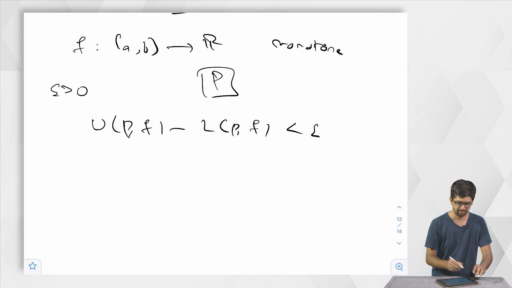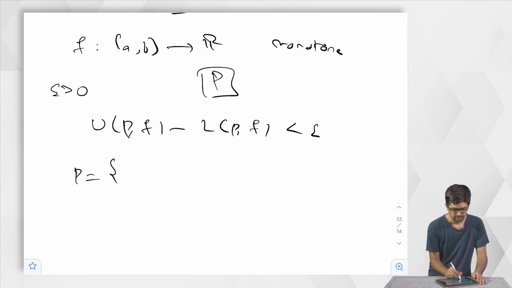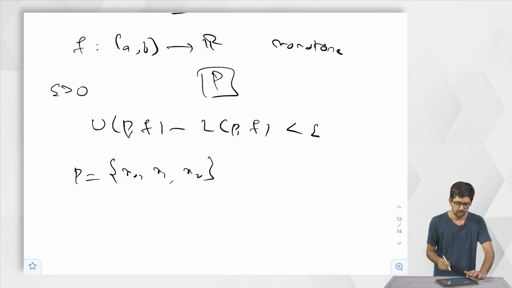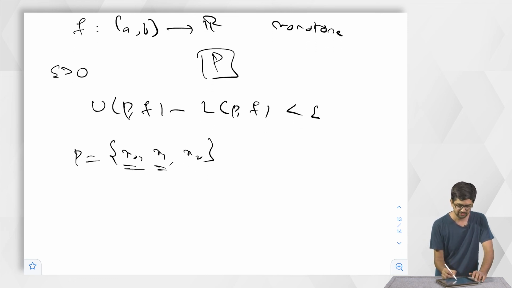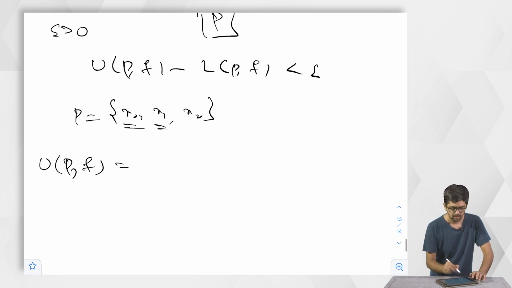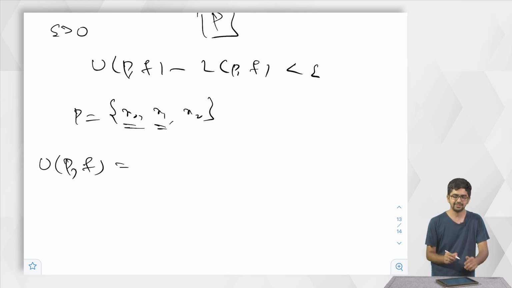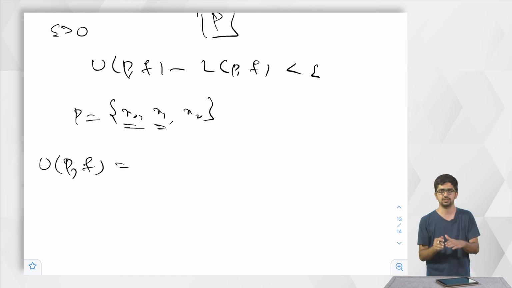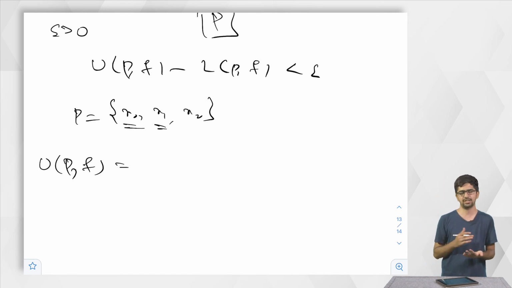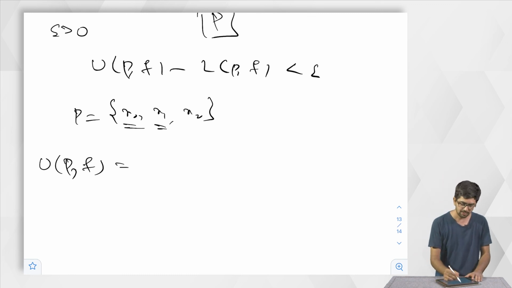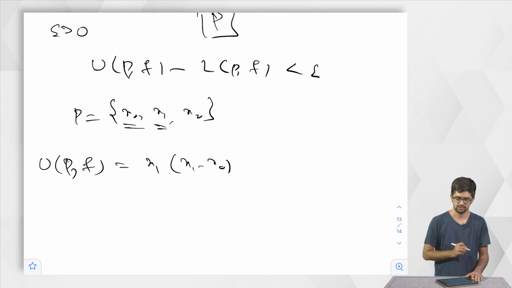Now let us fix any partition P. P is equal to x0, x1 and x2, just this much only. Now x0 is less than x1, x1 is less than or equal to x2. What is U(P, f)? That is equal to the supremum of f restricted to this interval times the length of the interval. But as I said, monotone means increasing or decreasing, so let us do it for an increasing function. If it is increasing, what is the supremum? The supremum is simply x1 times x1 minus x0, right.